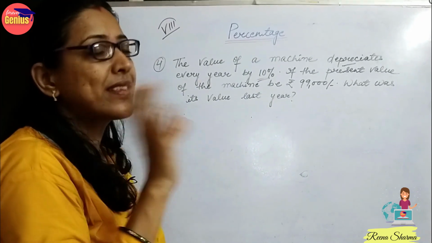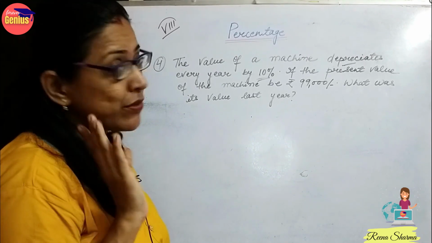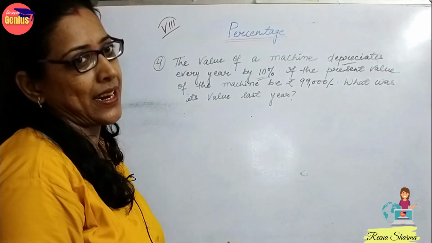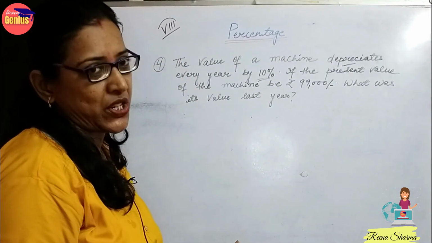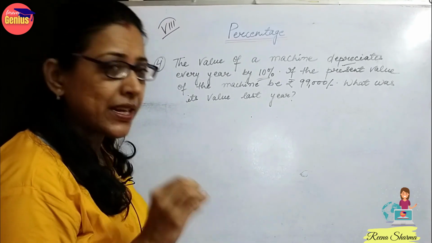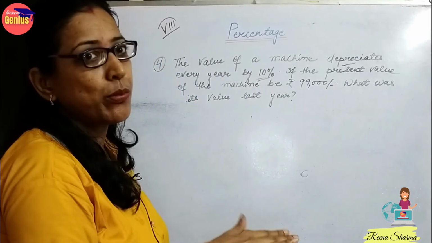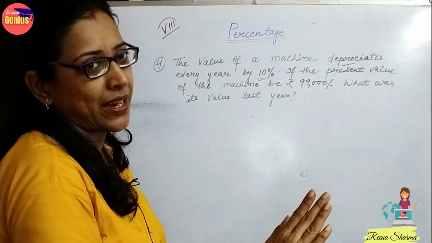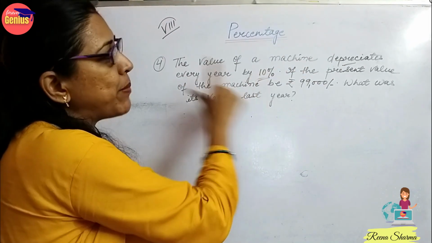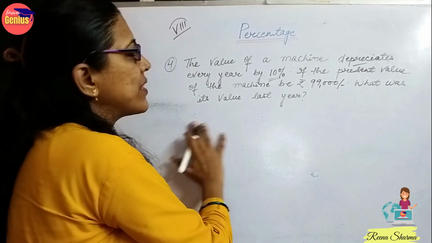If I go and sell it in the market, it will not be sold at the price at which you bought it, isn't it? It will be sold at a price which is less than that. So whenever I use a machine in the factory or any vehicle, any industrial machine, it is always decreasing in value because it is being utilized every year, every day. So if a machine depreciates every year by 10% and the present value of the machine is 99,000, what was its value last year?